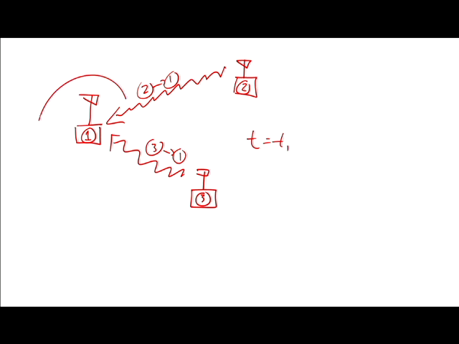So suppose 2 transmits to 1, and 3 also transmits to 1. And they both do it at the same time, T equals T1. What we've got is a collision. These two different signals are being intercepted at the same time by 1, broadcast at the same time on the same frequency, and what ends up happening is we can't hear anything. Basically, they're walking on top of each other.